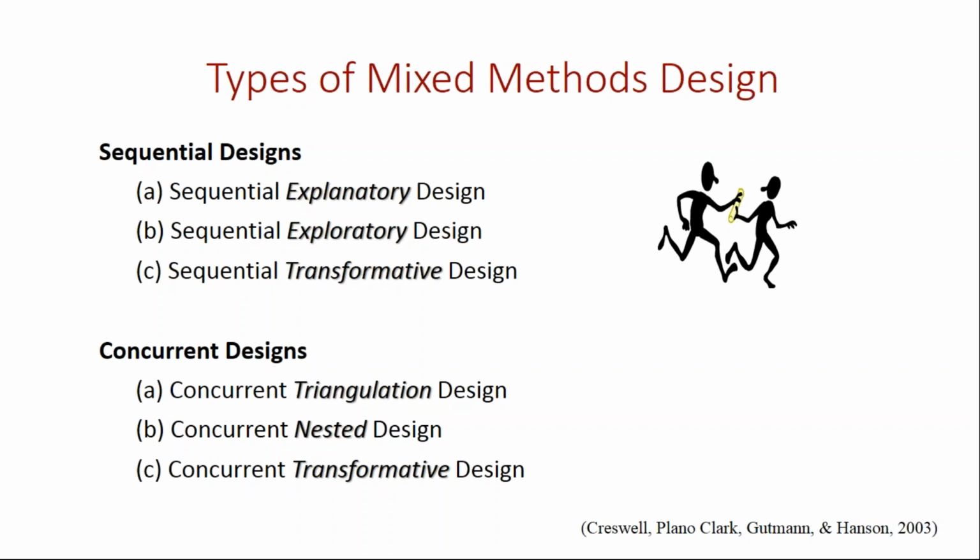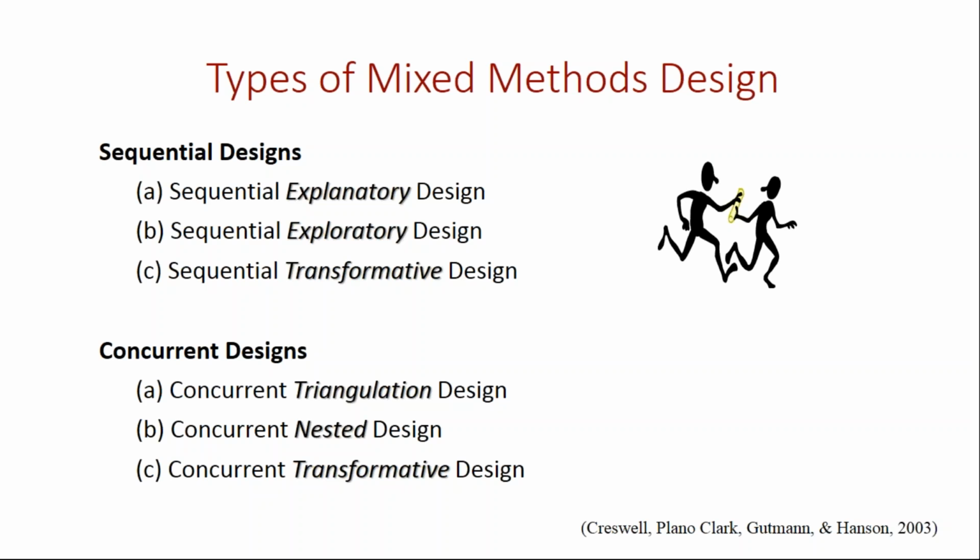And we have concurrent. Concurrent means that you are collecting qualitative data and quantitative data at the same time. So we have concurrent triangulation design. If you are collecting two kinds of data to address a single phenomenon, right? It's triangulation, collecting two kinds to address the same phenomenon. If you are collecting two kinds of data, but one kind is playing a dominant role and another one is playing a less dominant role, it's called concurrent nested design.